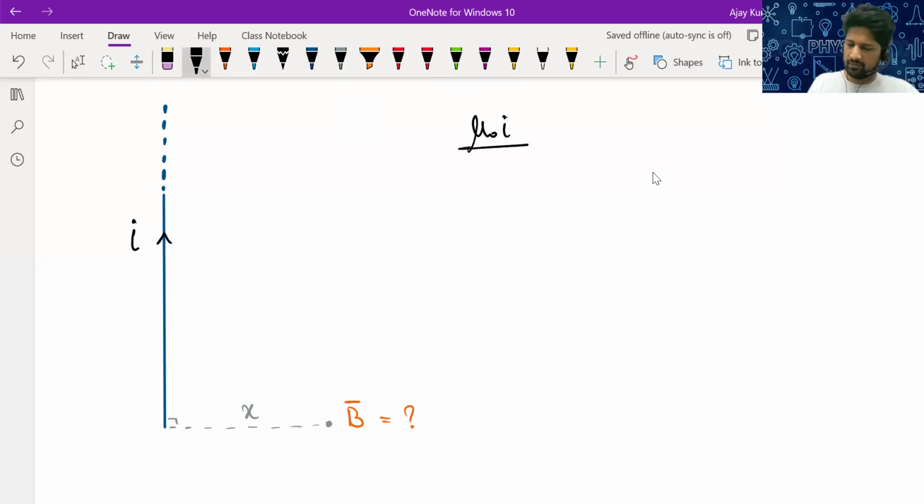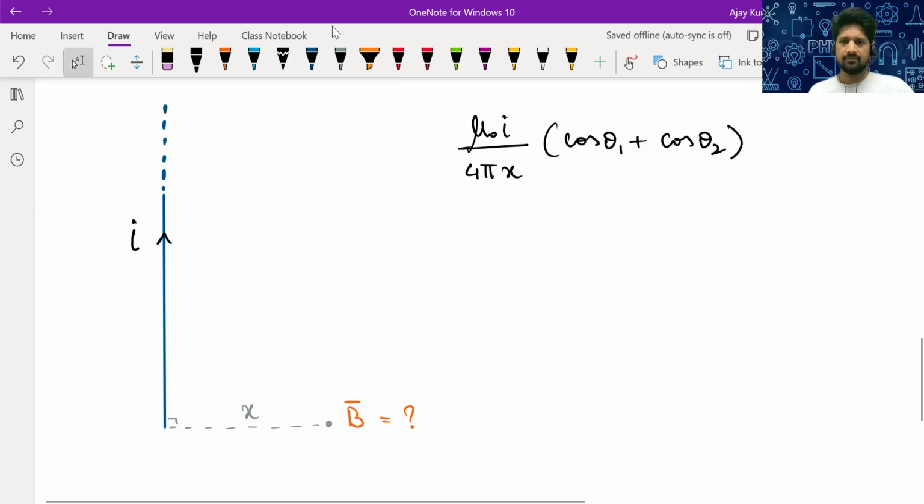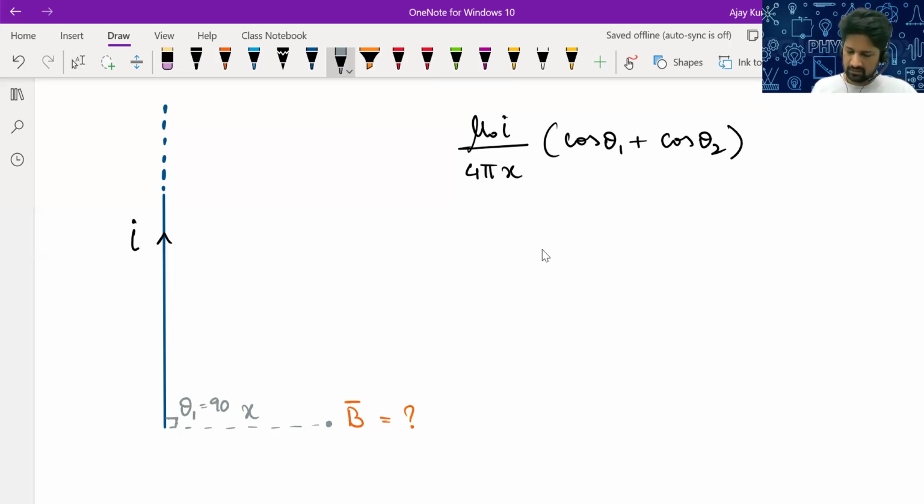Basic formula for magnetic field produced by a straight wire at a distance x from itself is mu naught I by 4 pi x, cos theta 1 plus cos theta 2. You just have to visualize theta 1 and theta 2 and based on that, tell how much magnetic field will be produced at that distance x. So mu naught I by 4 pi x, correct. One angle theta 1 is clearly 90 degrees. The other angle theta 2, which will be subtended at the other end of the wire, will tend to 0.